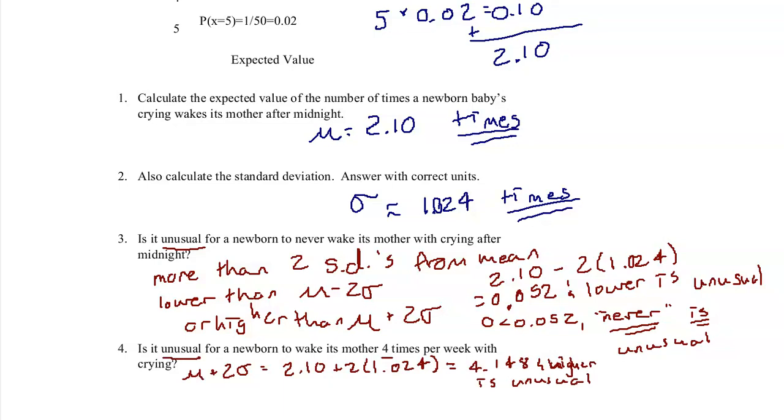4 is not 4.148 or higher, so 4 times is not unusual. Oh, that's spelled wrong. Not unusual. Oh, no, I guess that is right. It's not unusual for mom to be woken up 4 times per week because that is less than 2 standard deviations above the mean.